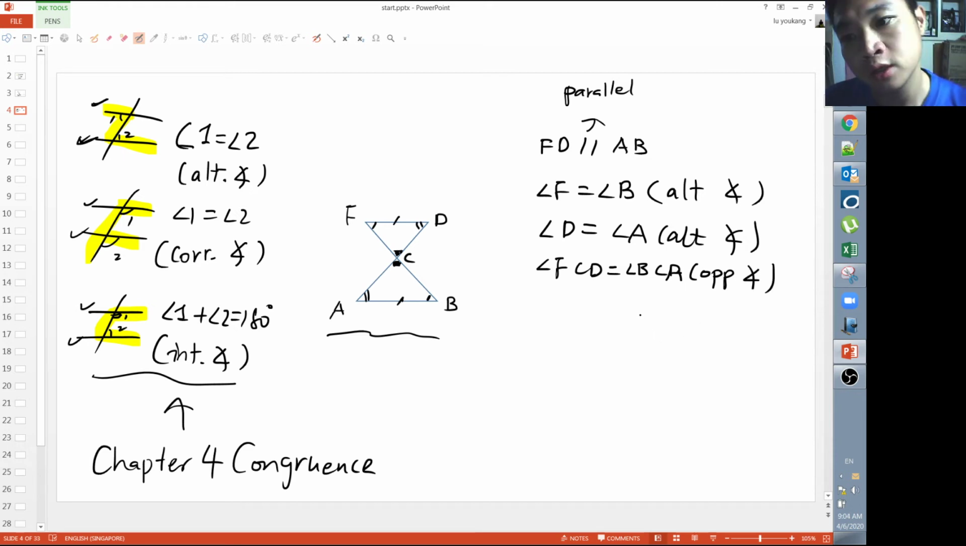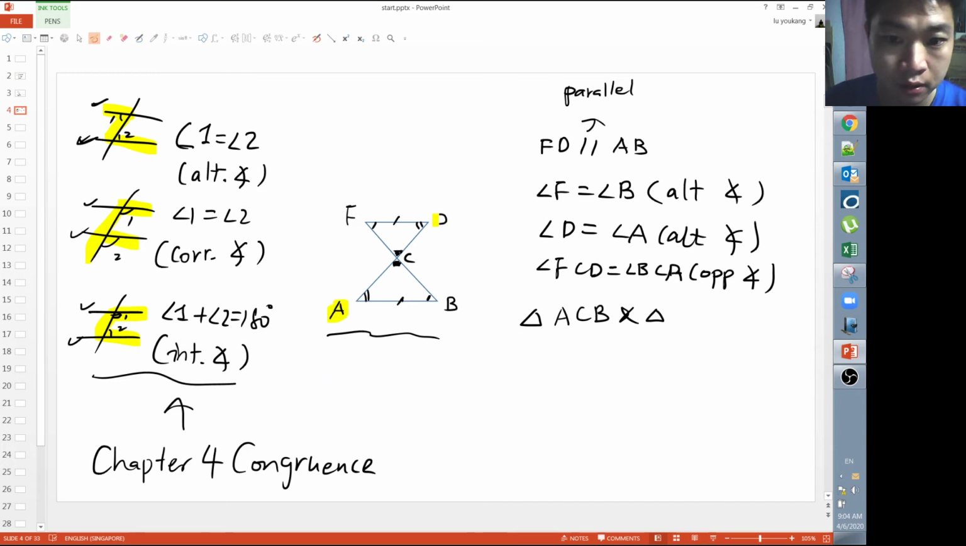If you have all these angles, a few of them, and they are equal, you can conclude your triangle ACB and your triangle. Your A here matches with the D here. Therefore, this triangle ABC is similar to your triangle DCF.